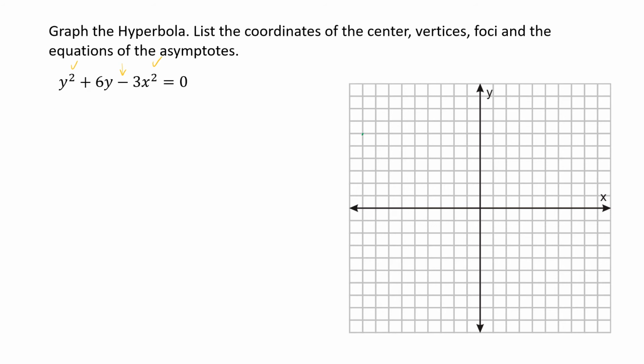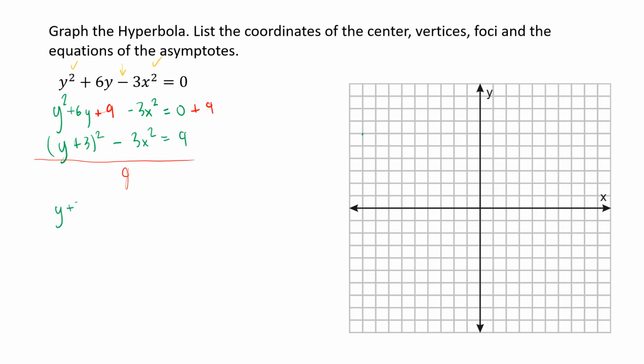The y squared plus 6y is what it is. The negative 3x squared, the x is already being squared. There's no other stuff, so I don't have to worry about that. And this equals 0. So what do I have to add here? I have to add a 9 to both sides, because that's going to allow me to have a perfect square trinomial right there. Minus 3x squared is equal to 9, and then we also want to divide everything by 9 because we want this equal to 1. And so what we have is y plus 3 quantity squared divided by 9 minus x squared divided by 3 equals 1.